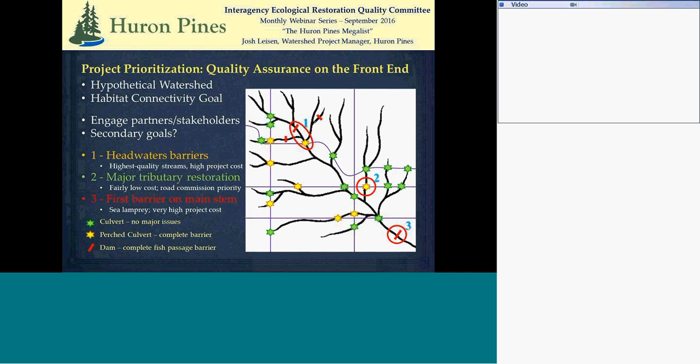And pulling together local resource professionals, county road commissions, and landowners is an essential step of the process for wise project prioritization. I recommend involving stakeholders early and often to build consensus around shared goals and to identify potential issues early on.